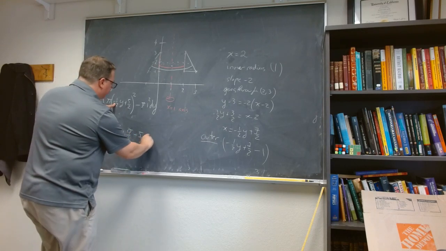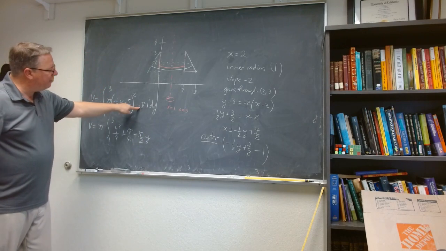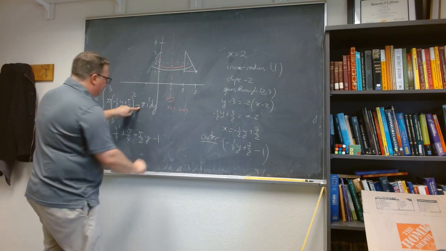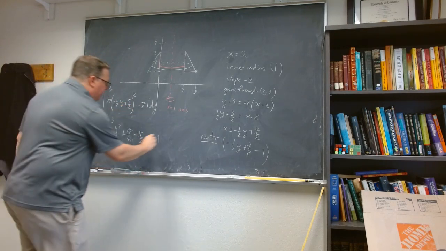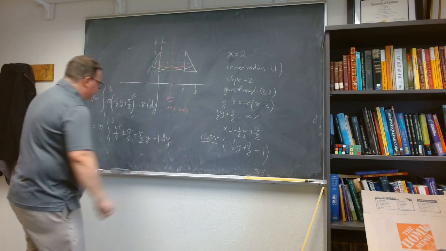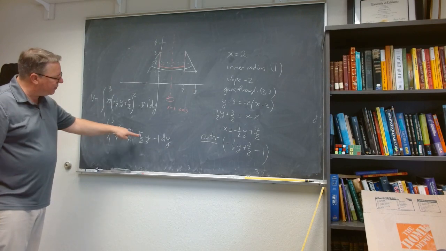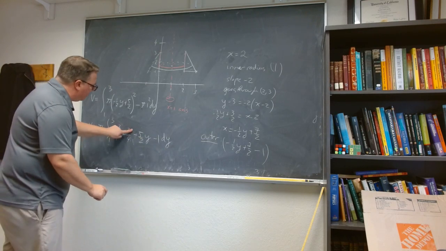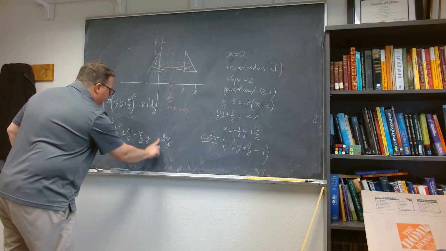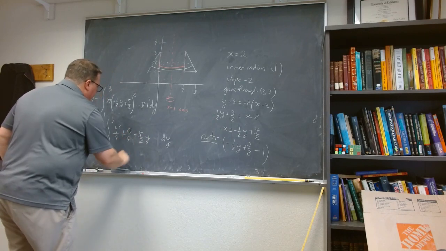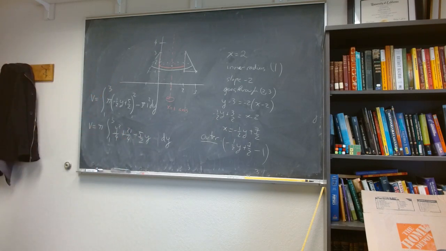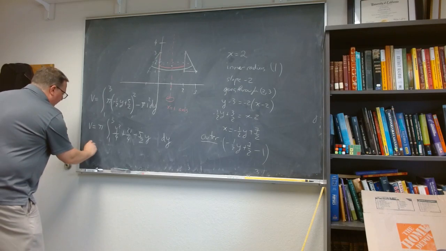Y. And then I still have my minus 1 over here because I just factored out the pi. And I'm doing this integral dy. So 25 fourths minus 1 becomes 21 fourths. So this is the only term that I have to integrate. So we just go ahead and do it.